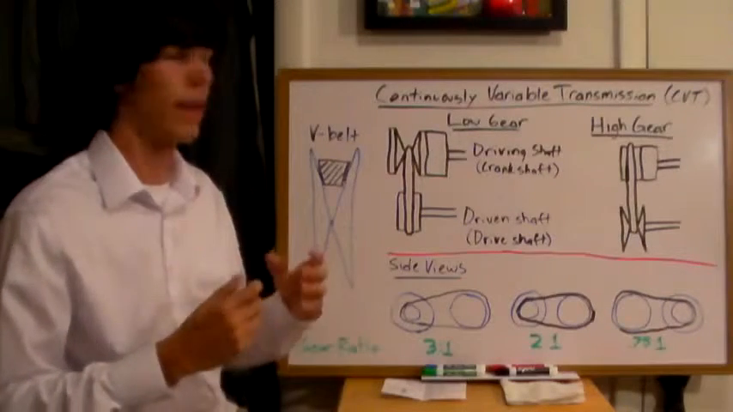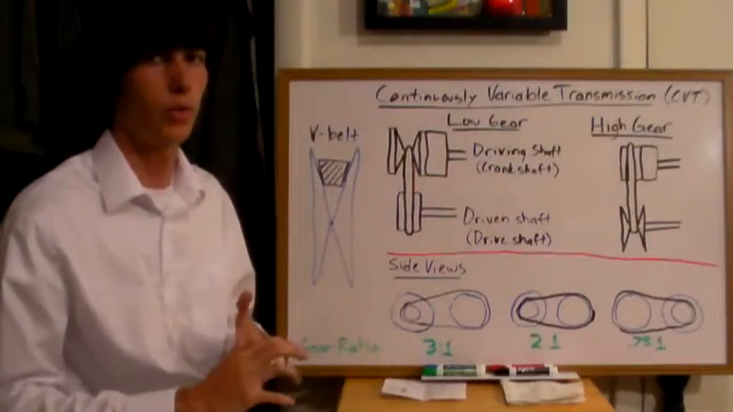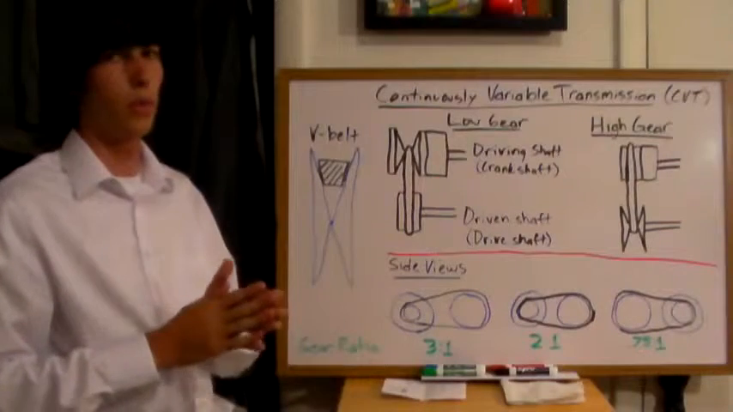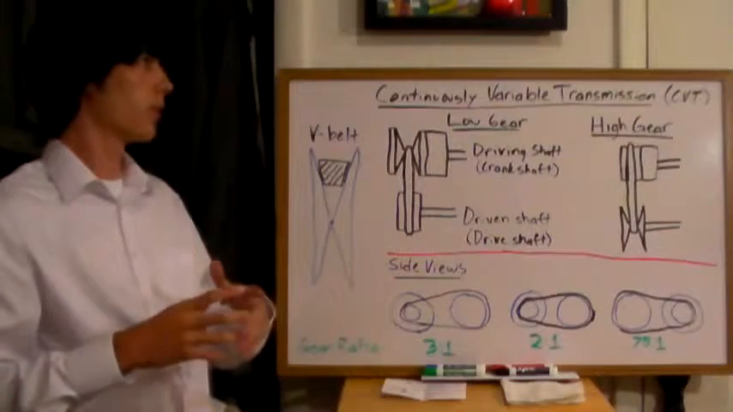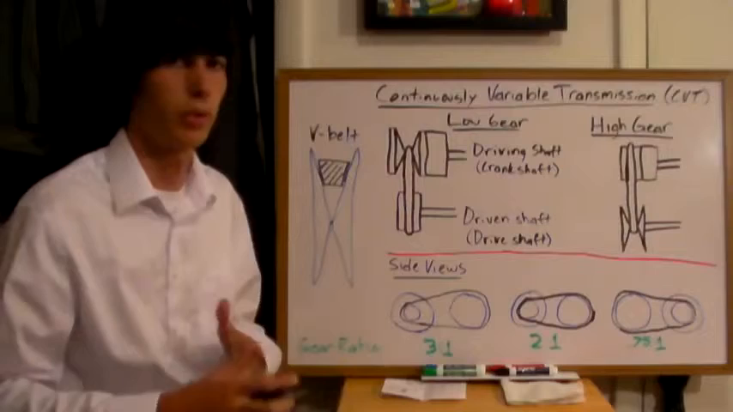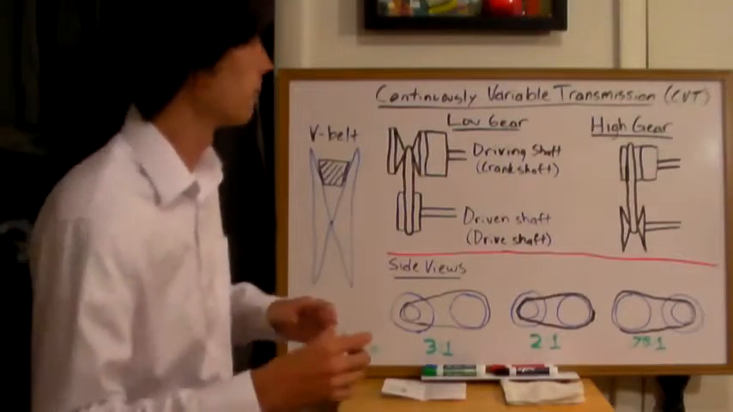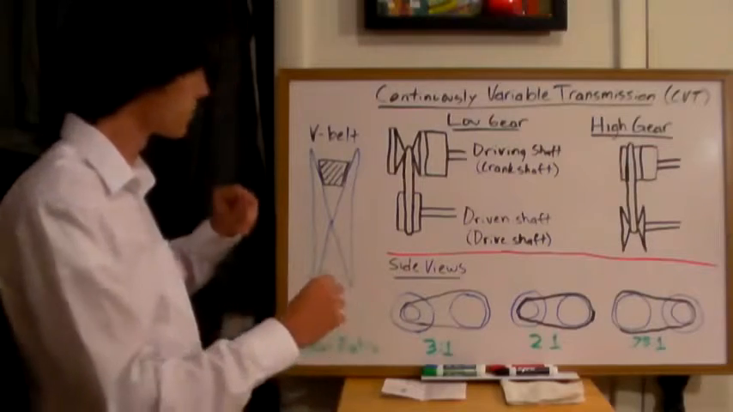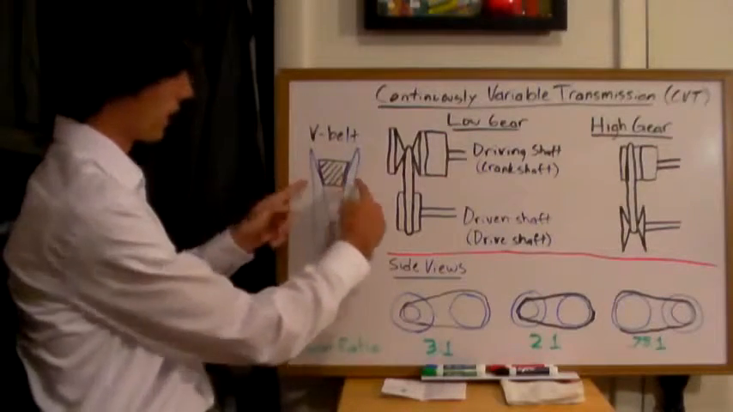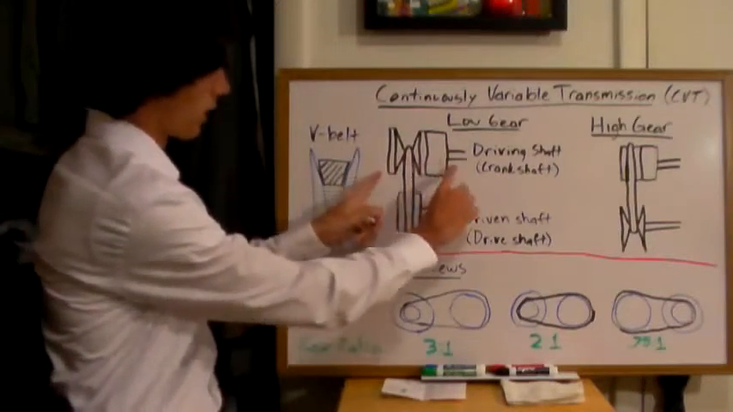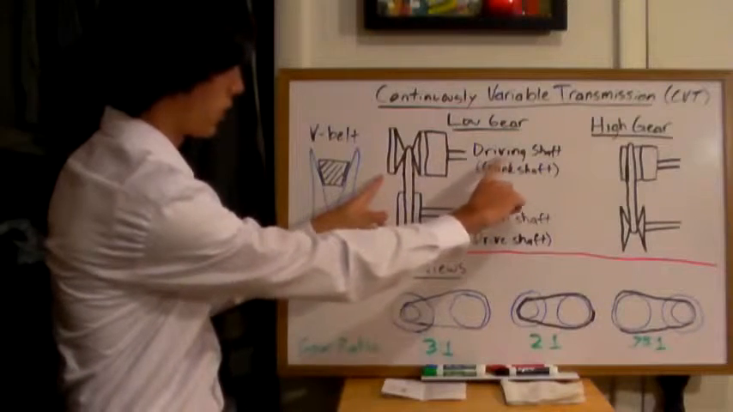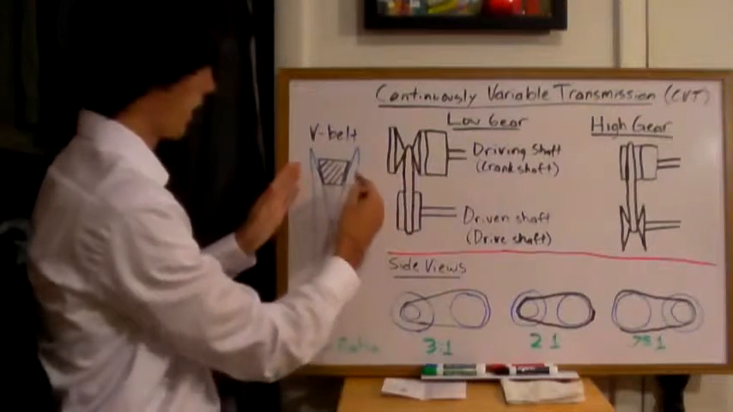Now, the difference is that they have an infinite number of gear ratios, and there are several ways to do that. Now, there are many types of continuously variable transmissions. However, in this video, I'll be explaining a pulley-based CVT.